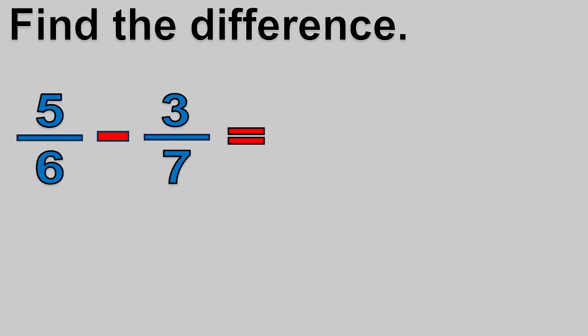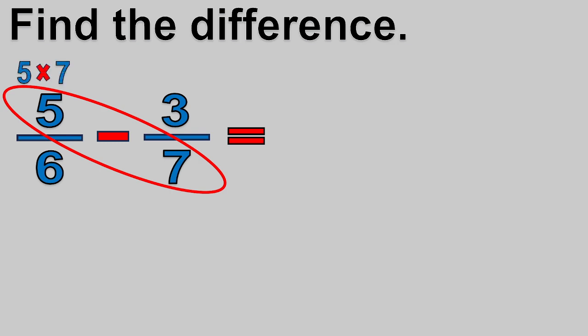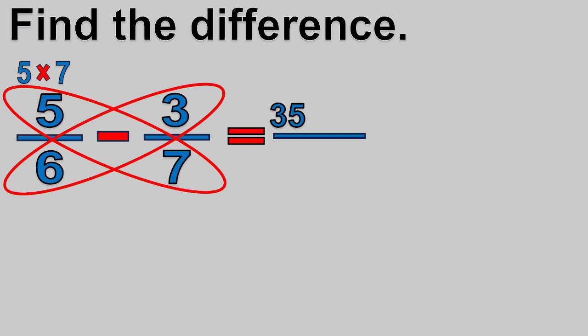Another problem. Find the difference. 5/6 minus 3/7. First, multiply the numerators and denominators diagonally. We have here 5 times 7. 5 times 7 equals 35. Next, 6 times 3. 6 times 3 equals 18.